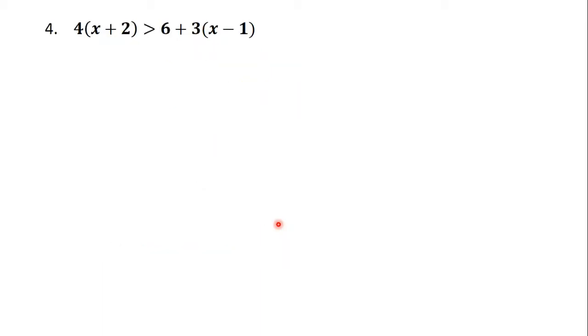In the next one, the question is 4 into bracket x plus 2 is greater than 6 plus 3 into bracket x minus 1. Once again, you open the brackets. In opening the brackets, we are going to have 4 times x, which will give us 4x. 4 times 2 will give us 8. We have 6 here, so 6 will come.